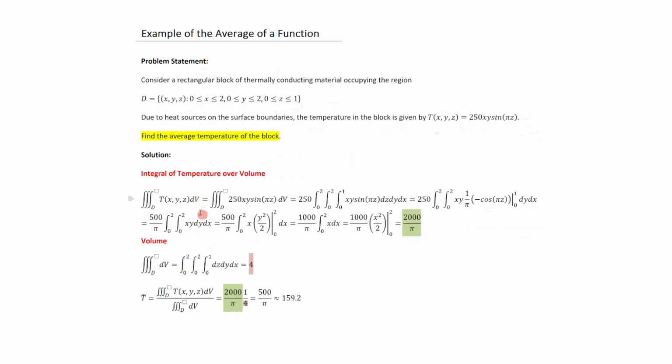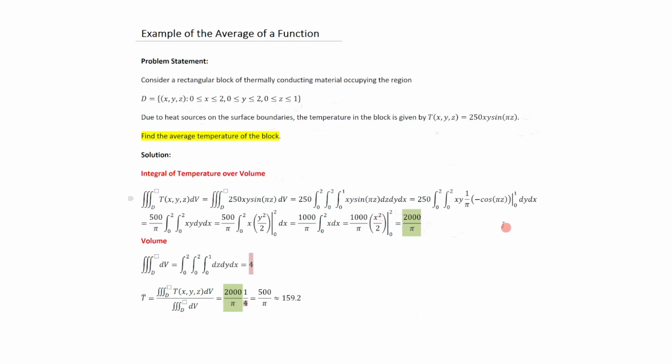So we take this integral here. This is the function for T, integrated over the volume. Because the integration bounds are constants, the order of integration is not important. We've chosen dz, dy, dx. So you integrate this function with respect to z, holding x and y constant, then you integrate with respect to y holding x constant, and finally you end up with a result of 2000 over pi.